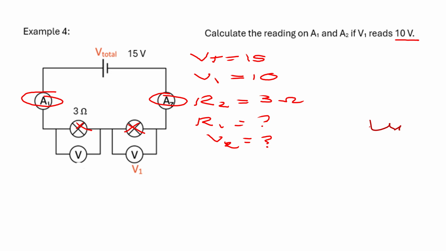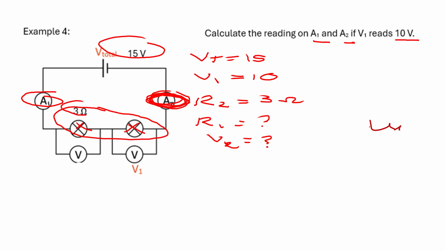So when we are trying to calculate the reading on A1 and A2, we need to make sure that we know that we are calculating A total, the total current going through the whole circuit. I have V total, I need to find I total, and maybe I can find R total. But the problem is I have the 3 ohms, but I don't know what this resistance is. So I can't find R total. There must be another way to do this equation without doing R is equal to V over I first.